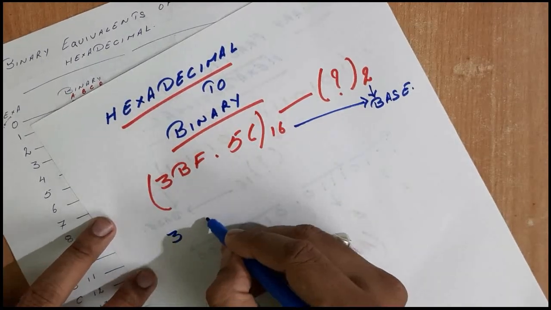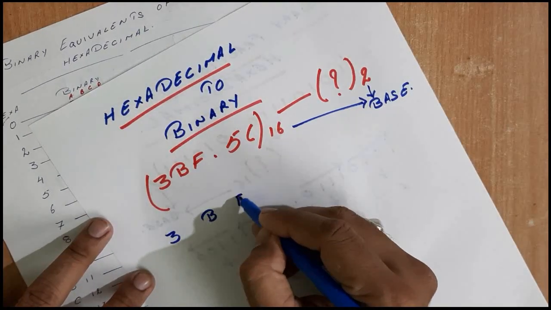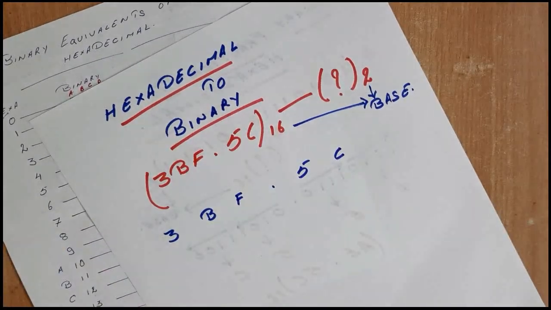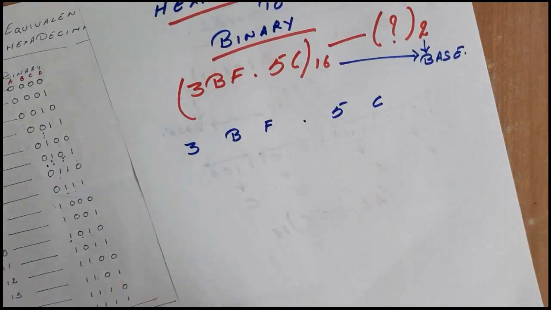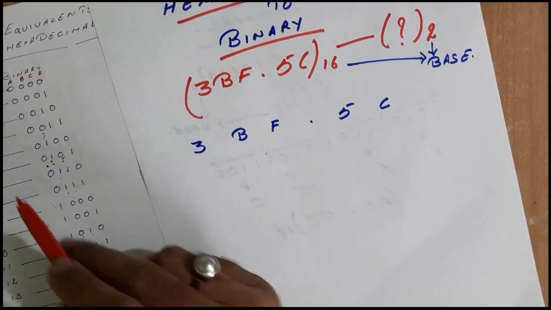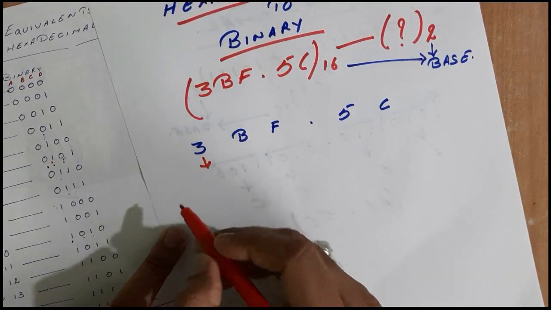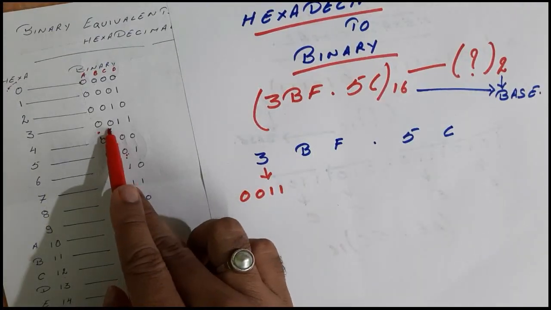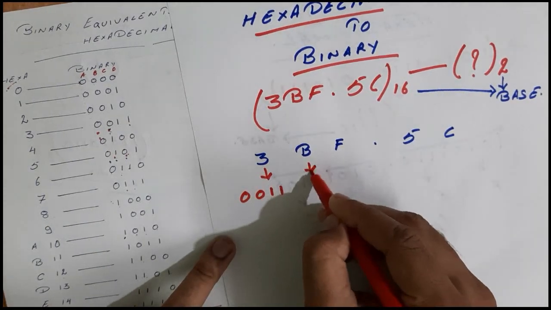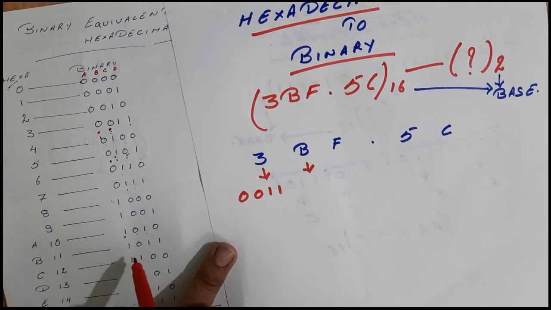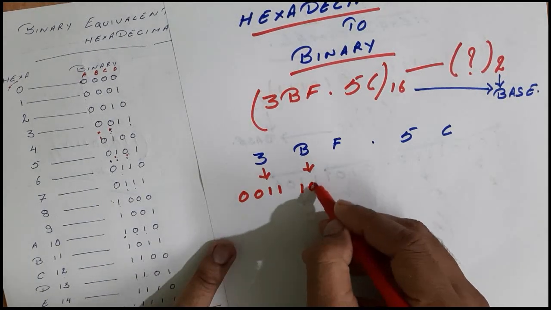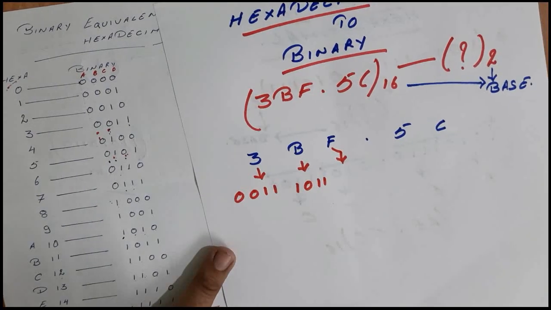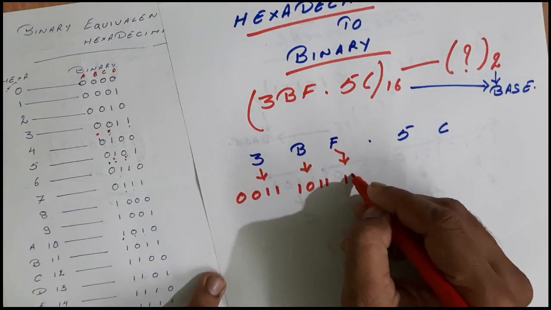3, B, F, point, 5 and C. And we will see the table, students. For 3, we have 0011. See over here, students, 0011. For B, we have 1011. For F, that is 15, 1111.